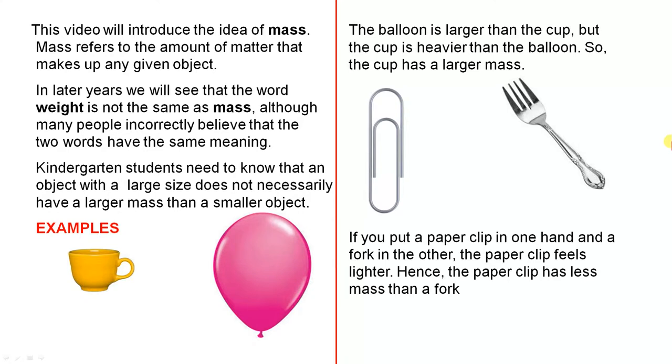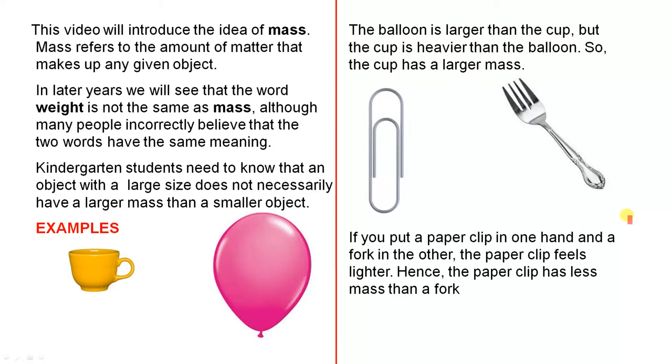Kindergarten students need to know that an object with a large size does not necessarily have a larger mass than a smaller object. Let's look at some examples. Here we have a cup and here we have a balloon. The balloon is larger than the cup, but the cup is heavier than the balloon, so the cup has a larger mass. So if you put the cup in your hand and then you put the balloon in your hand after that, one at a time, this is heavier. That's why it has a larger mass.